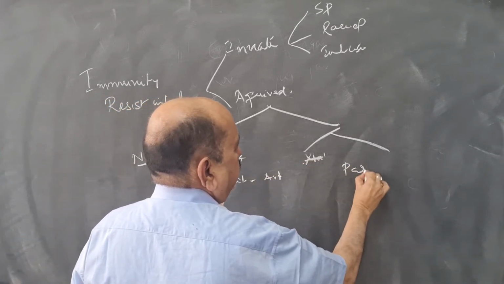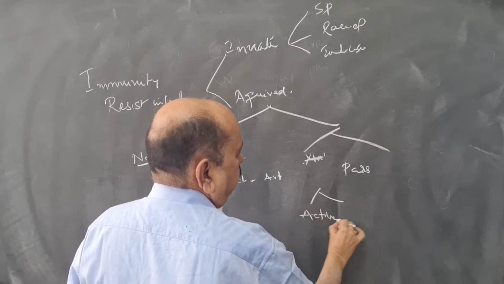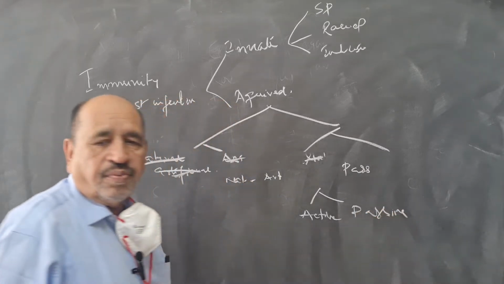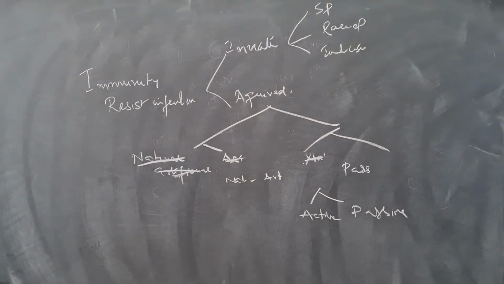Acquired immunity is again active and passive. Active immunity is by taking a vaccine, whereas passive is preformed antibodies. A natural passive immunity example is the fetus acquiring antibodies through mother's milk. Before the discovery of penicillin, we used to give serotherapy.